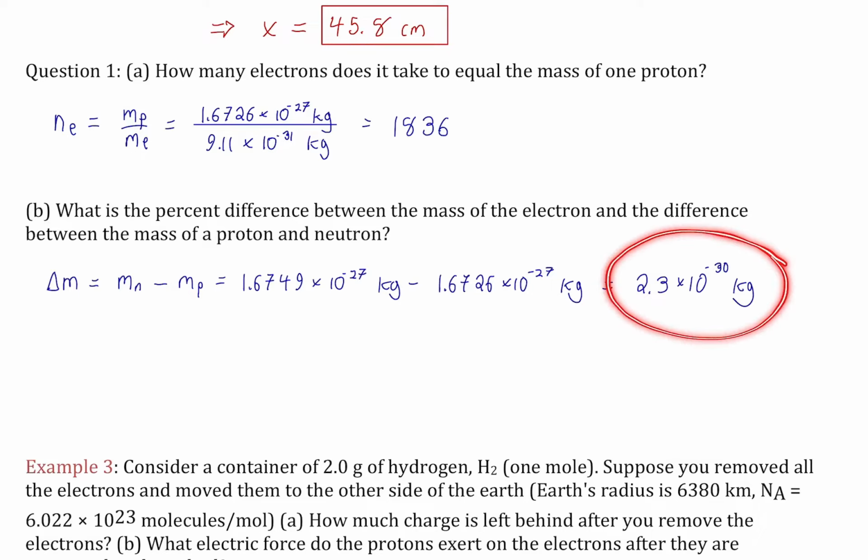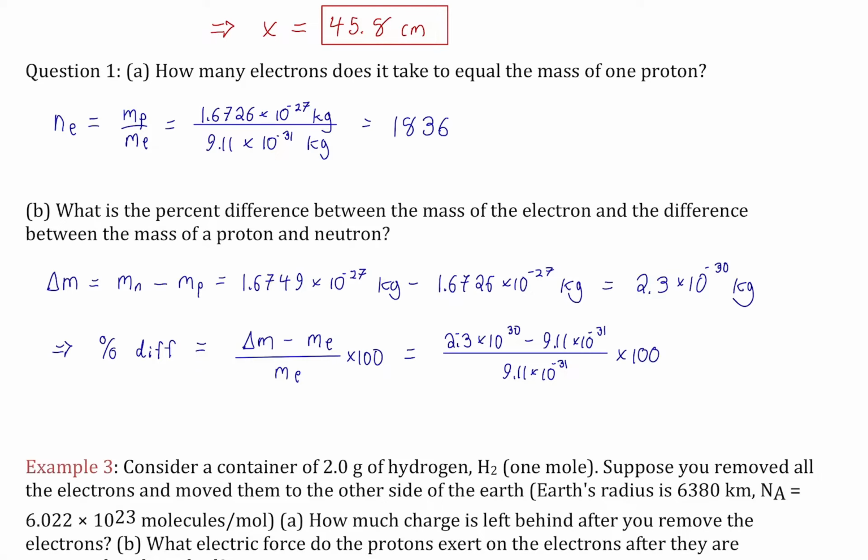And we have 2.3 times 10 to the negative 30 kilograms. Notice this is pretty close to the mass of an electron, because the mass of the electron was on the order of 10 to the negative 31. So they're kind of close to each other. There's a fundamental physics reason for that. But let's find out how close they are.